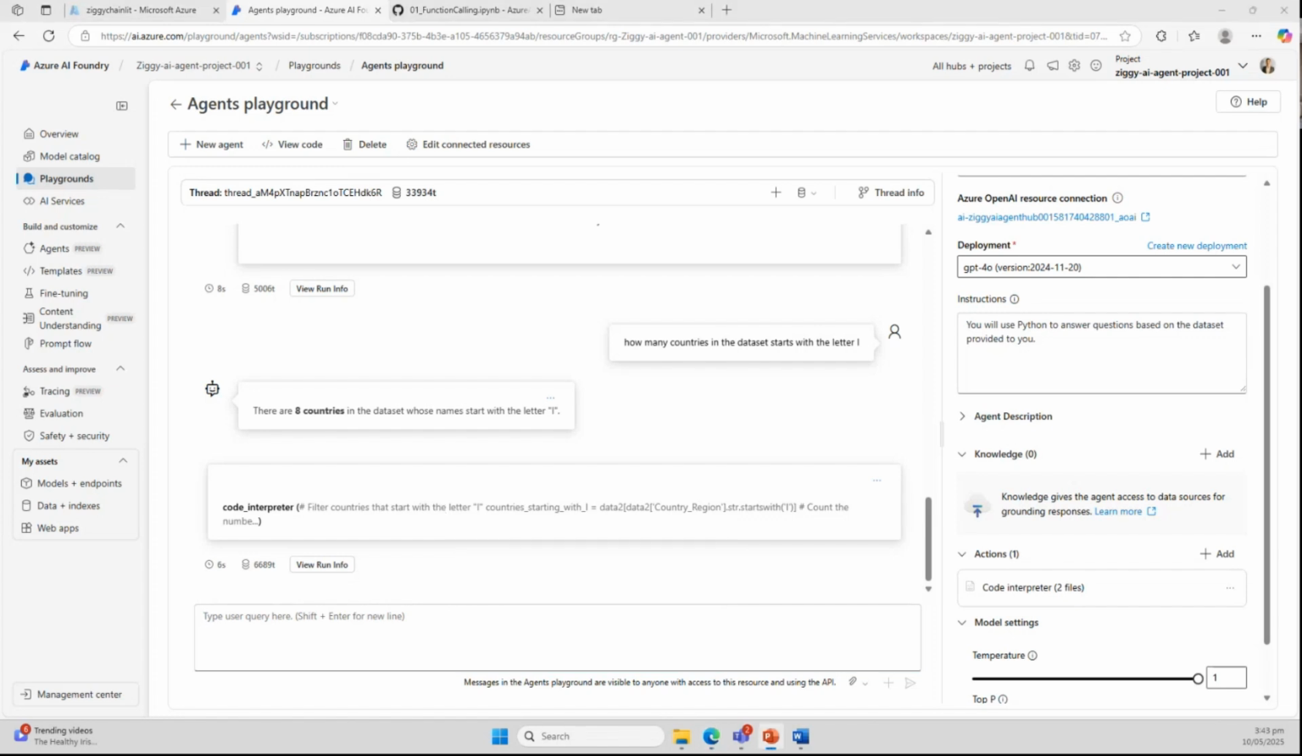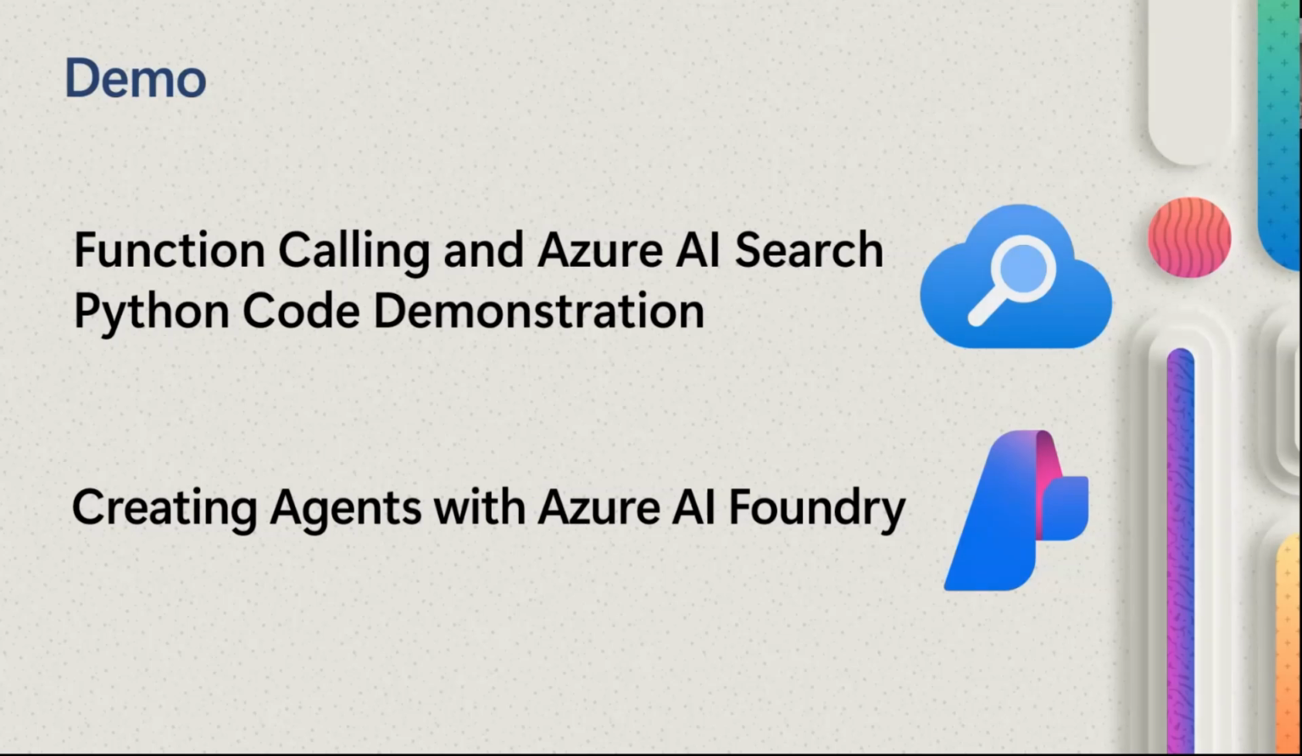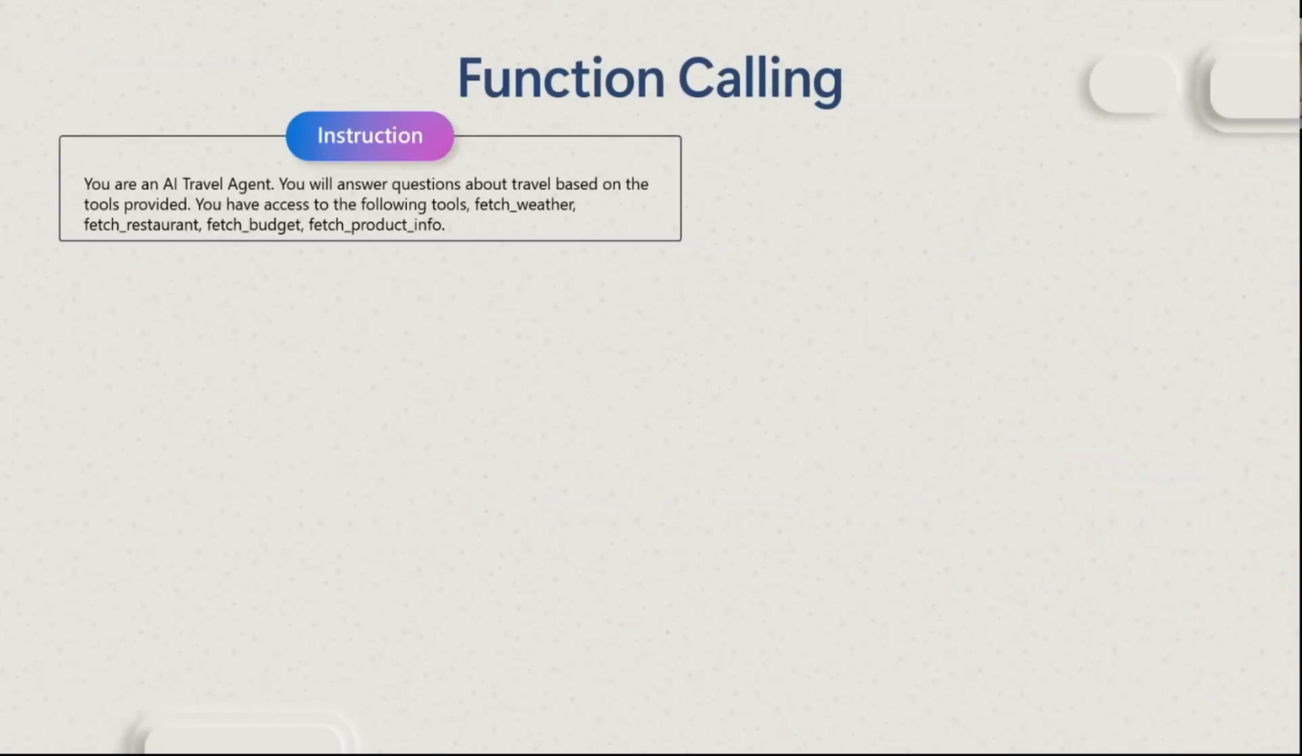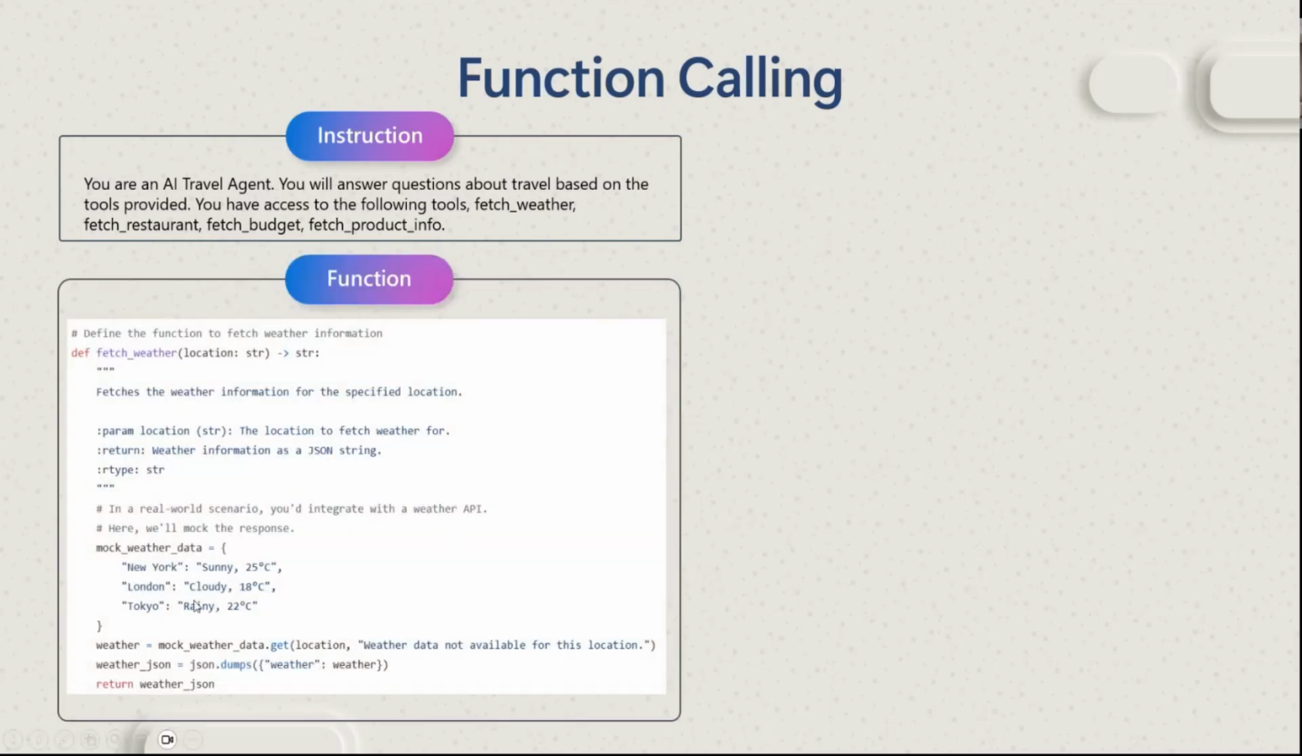Okay, so going back to our presentation, that ends our demonstration on function calling with Azure AI Search through Python, and I also showed you a demonstration on how you can create it with Azure AI Foundry. Again, to demonstrate it, you can use Azure AI Foundry, but to actually deploy it and build it, you need to use the Azure AI Agent SDK, which I showed you earlier. So just to give you what it looks like, for this function calling, we gave this instruction here, and we created this function here, which I showed you in the code space.